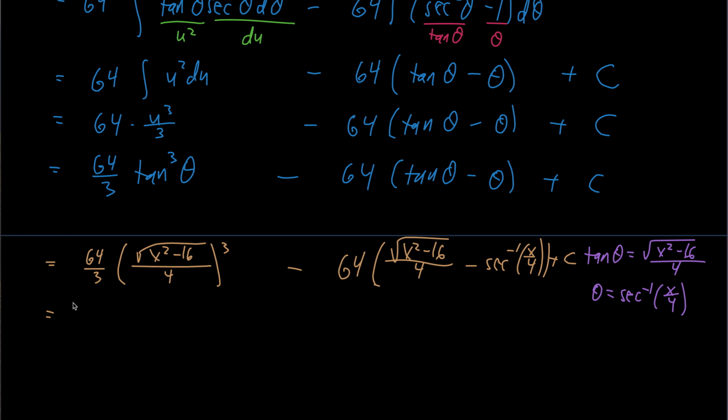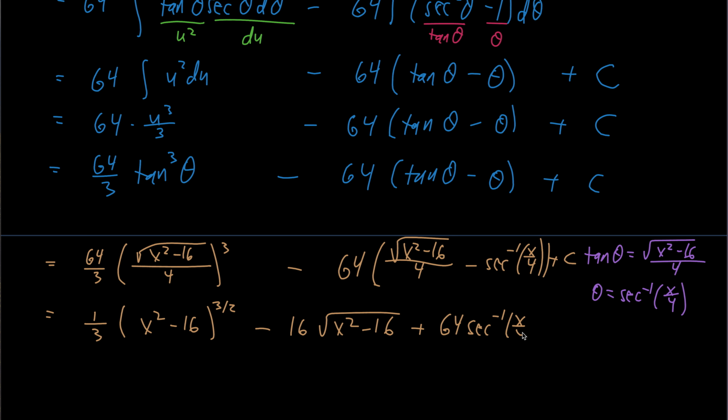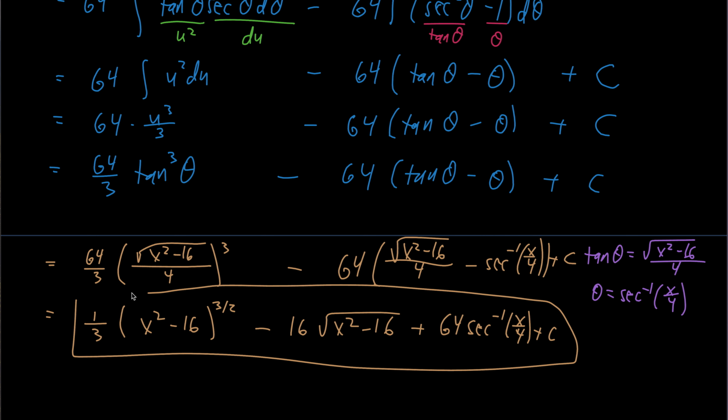And then if you want to simplify, you can. Here, 4 cubed would be 64. That'll actually cancel out with this 64. So I should be getting a 1/3. And then for simplicity, I'm going to rewrite this back to be a 3/2 so it doesn't look messy. Back over here, 64 and 4, you can multiply that out. So that'll be 16 with the root x squared minus 16. And then the 64 can distribute here as well. 2 negatives make a positive. 64 secant inverse x over 4 plus c. And that would be our final answer.